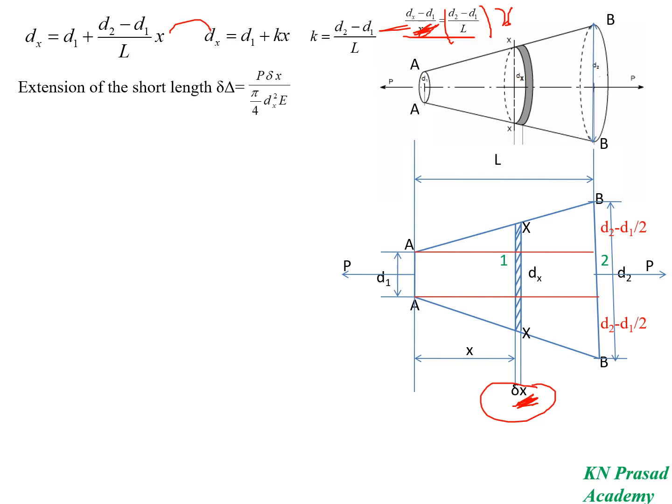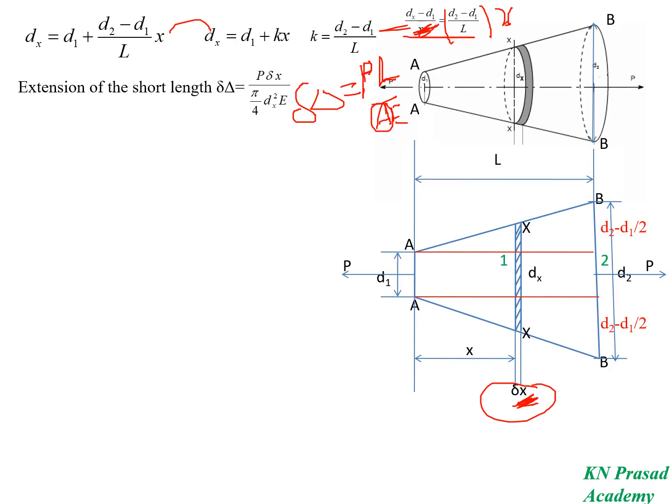Let us consider the deformation of the whole bar is delta. For the smaller section, we are considering the dou delta. Then dou delta equals, we know the deformation formula, delta equals PL by AE. Here we have to find out the deformation of the small section, so delta will become dou delta. The load we are applying is the force capital P, and the length of the smaller section is equal to dou x, and the area.